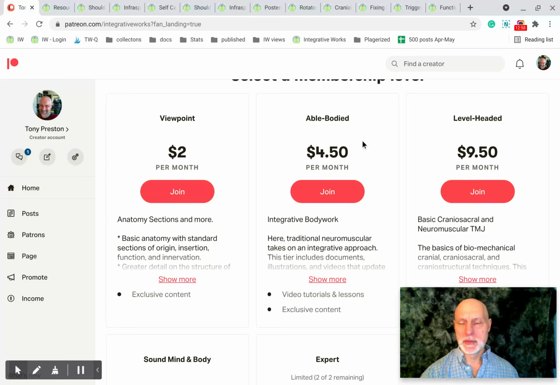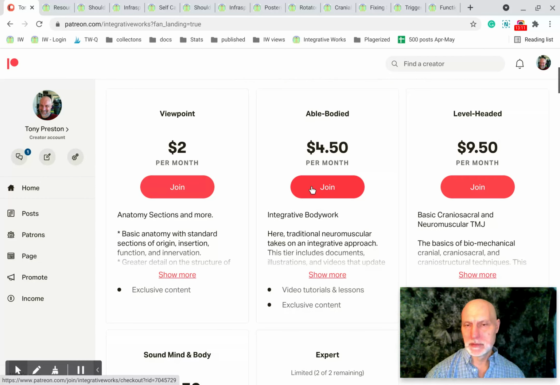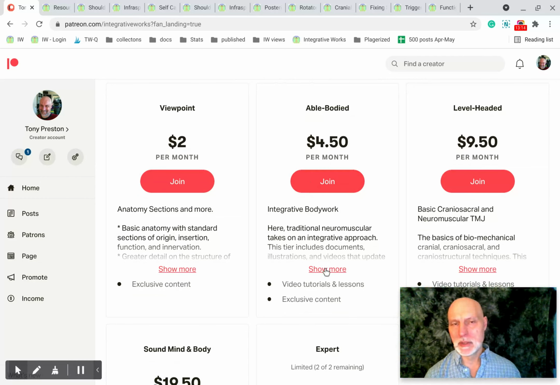Beyond that, if you're a therapist and you're interested in doing trigger point work or some other sort of bodywork, and you'd like to see the routines and the integrative sequencing that's out there, there's this able-bodied level of subscription, which allows you to see those therapy notes and that sort of stuff. Beyond that, there is a level called level-headed, which is about craniosacral and TMJ work. So all kinds of work on the head using basic biomechanical craniosacral and neuromuscular TMJ.